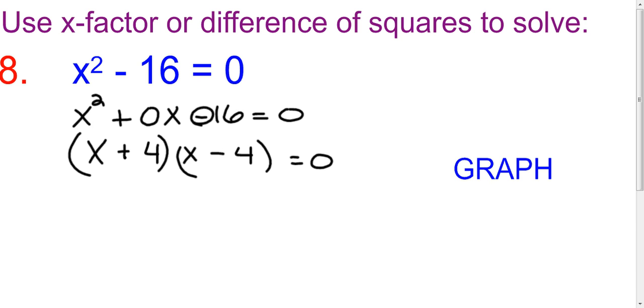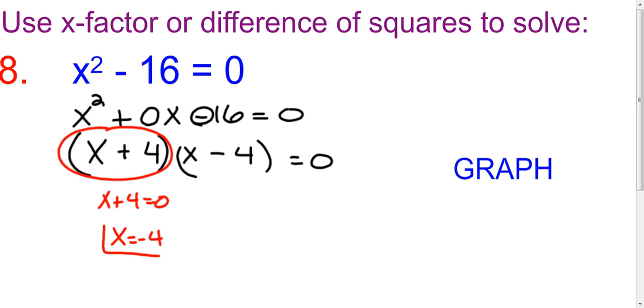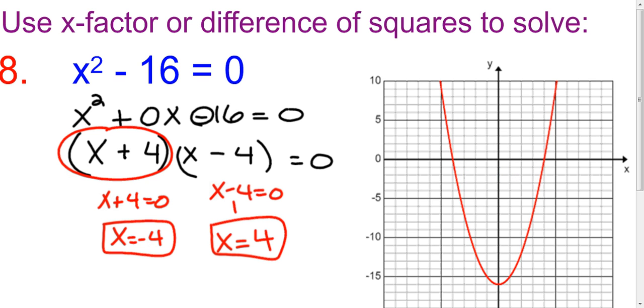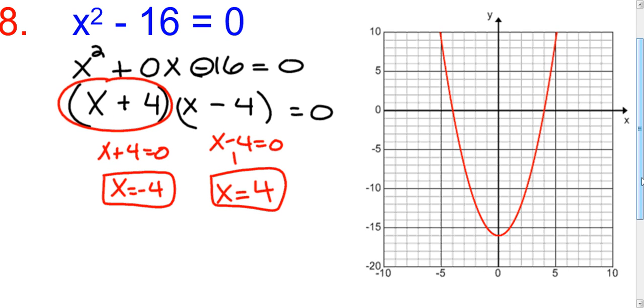So I can now set each part. So this part right here, x plus 4 equals 0. If I subtract 4, x would be negative 4. And here, x minus 4 equals 0. And if I add 4, x will be 4. Okay, so again, I know that I have a parabola, I know it opens up, and I know it crosses the x-axis at both negative 4 and 4. And this is what that would look like. Okay, so there we go.